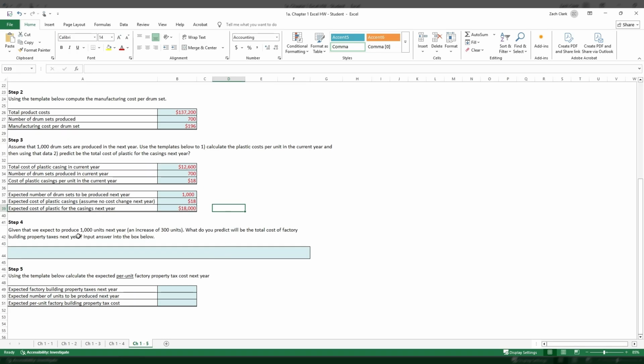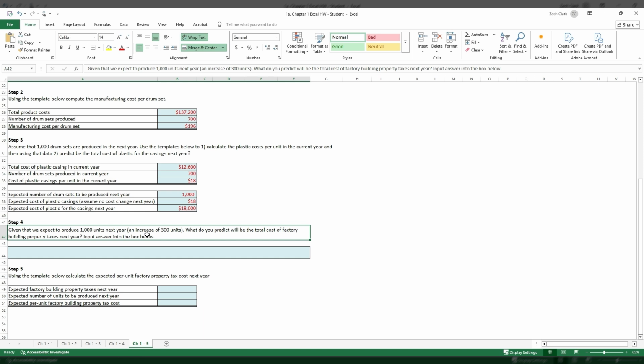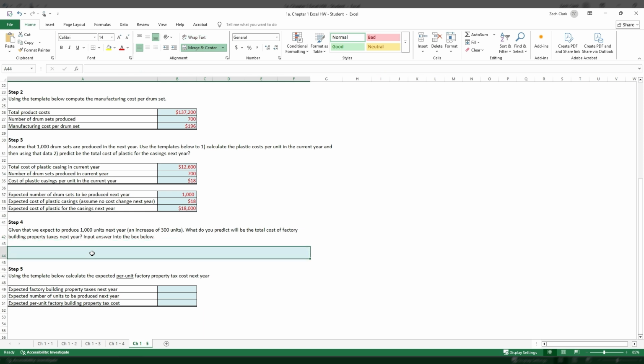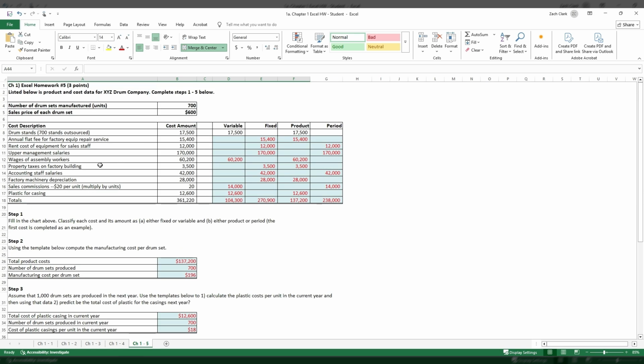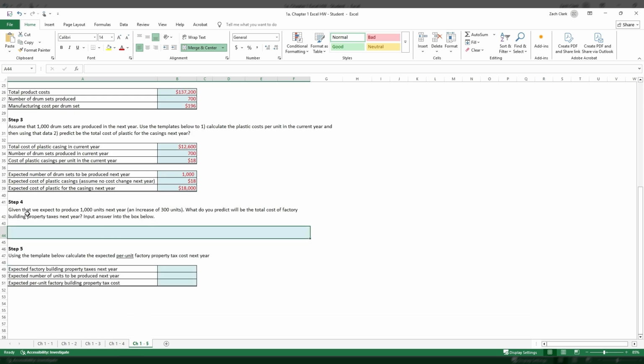And yeah, step number 4: given that we expect to produce 1,000 units next year, an increase of 300 units over the 700, what do you predict will be the total cost of factory building property taxes next year? Input your answer into the box below. We talked about this when we were putting this all together above. Remember, property taxes are not a variable cost, so it doesn't matter whether we produce 1,000 units next year or 700 or zero.